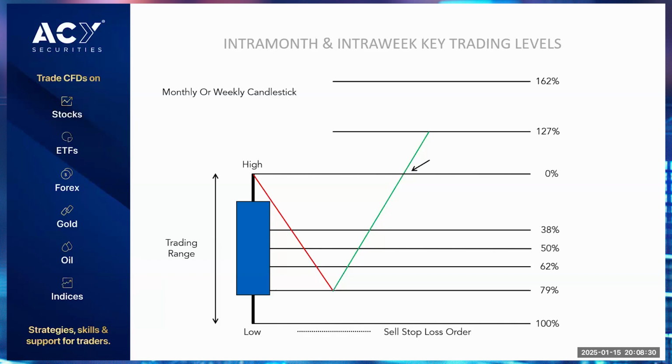And then we're going to be potentially moving up, targeting the 127 extension. But of course, if price stalls at the high, you may want to take profits, but targeting the 127 extension. Okay, so it's really the same concept as I would use a fib tool across maybe a 4-hour continuation range pattern, but we're using the candlestick range on the weekly chart and the monthly chart.